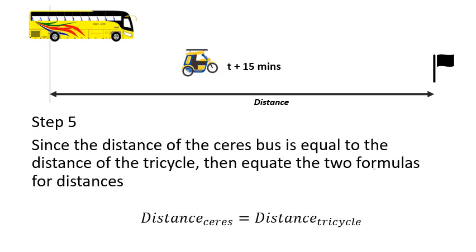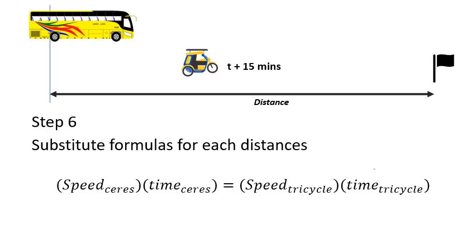Since the distance of the service bus is equal to the distance of the tricycle, let us equate the two formulas for distances. The distance of the service bus should be equal to the distance of the tricycle. Since distance is now equal to speed times time, that is also equal to the speed of the service bus times the time of the service bus is equal to the speed of the tricycle times the time of the tricycle.